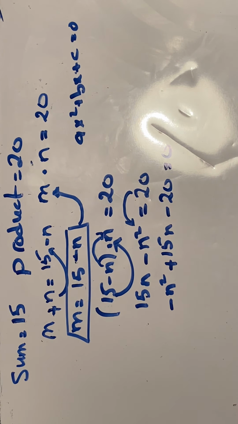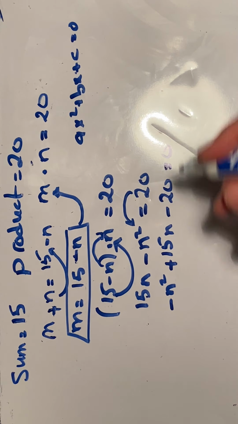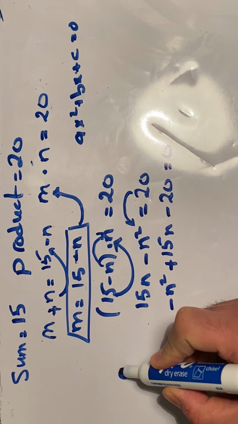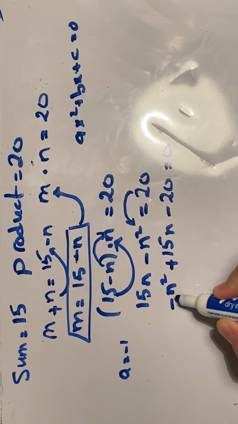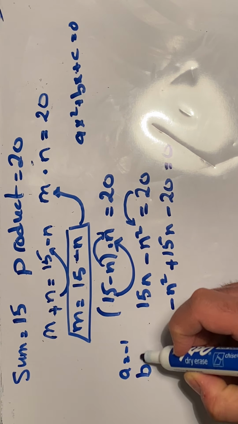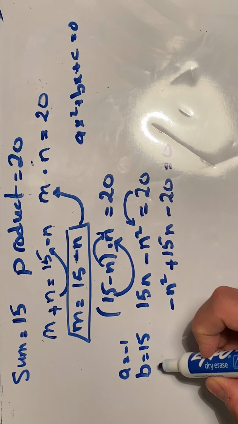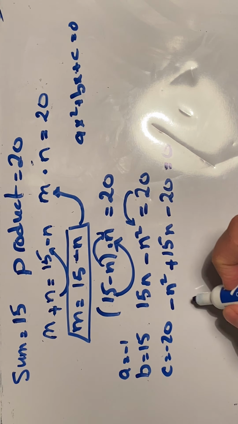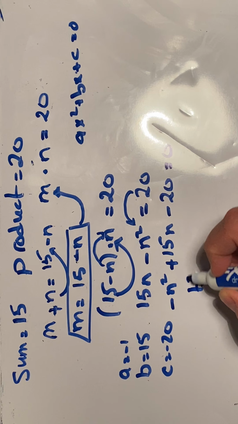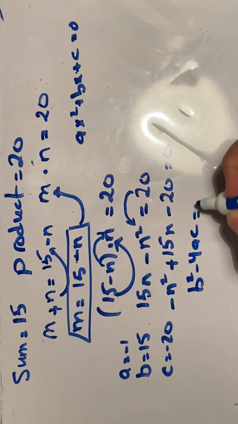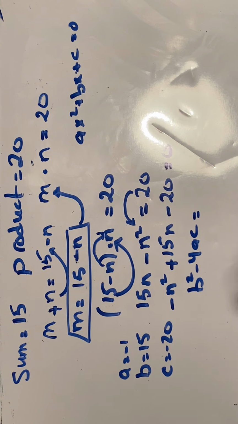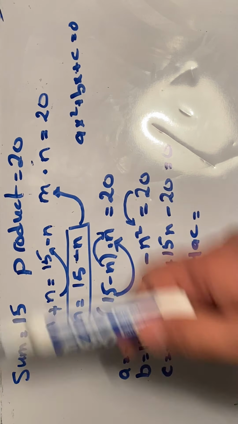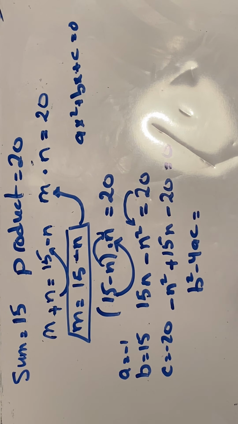And this quadratic equation can be solved using the discriminant. Now, what is the value of a here? a is negative 1. What is the value of b? b is 15. What is the value of c? It's negative 20. First, let's find the discriminant, b squared minus 4ac. Why do we need to do this first? I'm checking because probably those numbers would never exist. If I got a negative value for the discriminant, then I would never find two numbers such that their sum is 15 and their product is 20. If I find a positive number, then yes, I can find an answer.